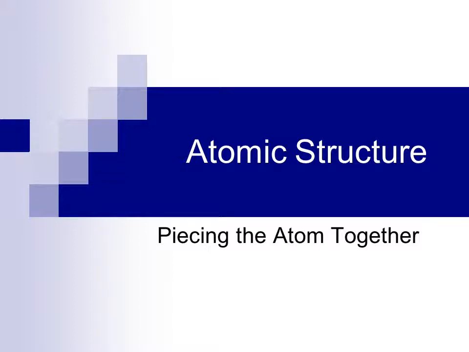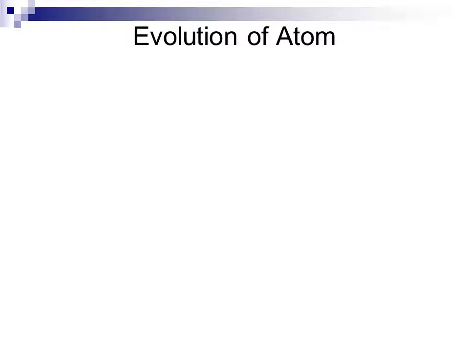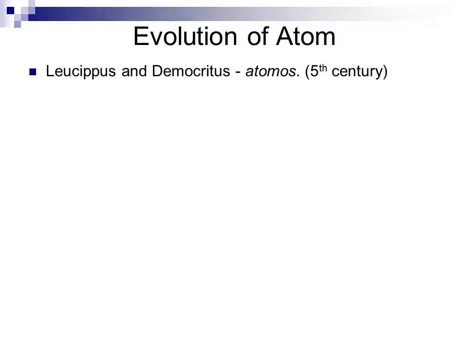Atomic structure, looking at the pieces of the atom and how we put it together. Looking at the evolution of the atom and where we got our ideas from, the atom begins its identity or its concept with the Greek philosophers Leucippus and Democritus back in the 5th century.